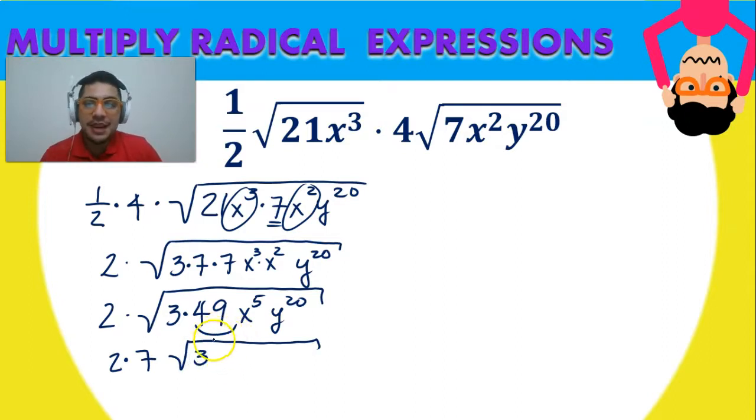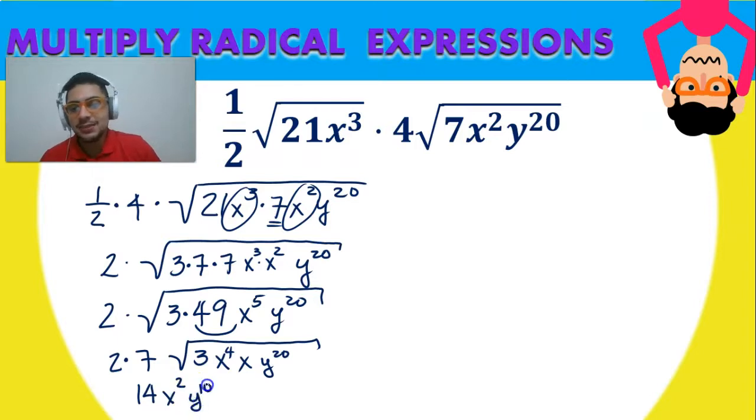But that x to the power of 5 can actually be broken down as x to the power of 4 times x, right? And then we have y to the power of 20. Now, 2 times 7 is going to be 14. And then that x to the power of 4 in the square root is going to come out. Remember, when the exponents come out, you have to divide them by 2. So x to the power of 4 divided by 2 is 2. And y to the power of 20, and that 20 divided by 2 to take it out of the square root is going to be 10.